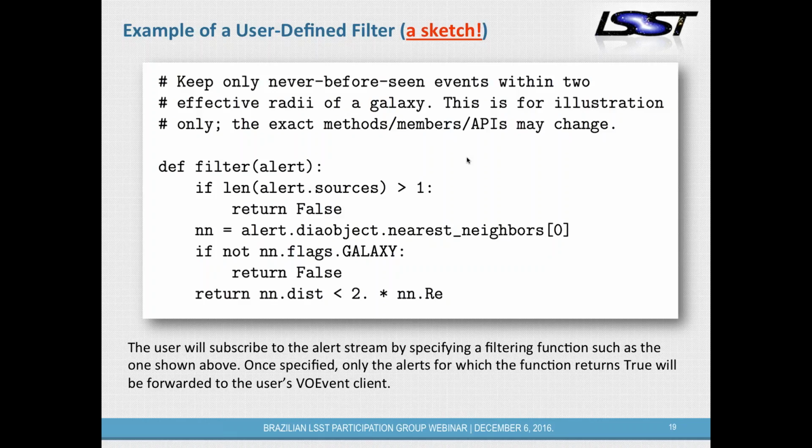So maybe the goal here is to find supernovae in nearby galaxies or supernovae in external galaxies. So I have just a simple Python function that gets passed an alert packet, and then I make a decision based on what's in the alert packet, whether it should be forwarded to me or not. These filters all run at the LSST data center, and we will let the users set them up and have the packets that match the filters passed on to them.